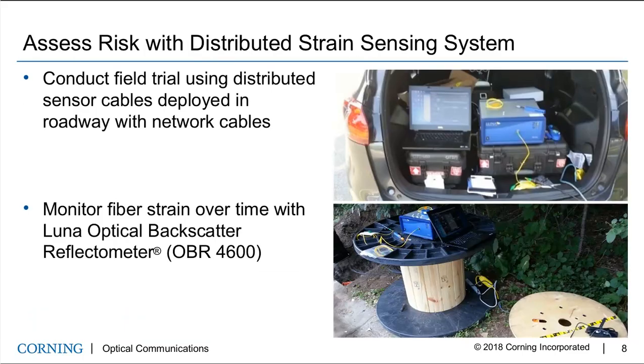To assess the risk, we used some distributed sensing cables and deployed those in the roadway along with the network cables. The sensor cables were monitored using the Luna optical backscatter reflectometer, the OBR 4600, which performs a distributed fiber strain measurement. The OBR uses Rayleigh backscatter as the sensing mechanism, and because of that, it can measure changes in strain or changes in temperature, and we'll analyze those later on. Also, the spatial resolution of this measurement is about 7 to 10 centimeters. That means we can see cracks spaced just a few centimeters apart down the road.